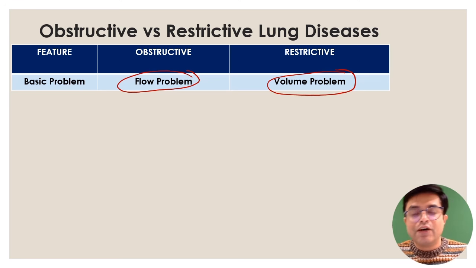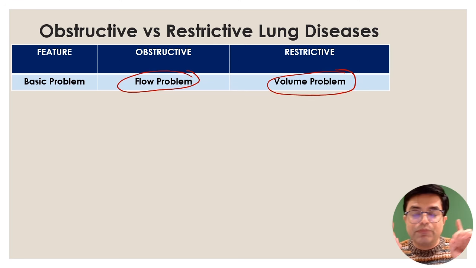What is restrictive lung disease? Typical example, interstitial pulmonary fibrosis. If fibrosis has happened, alveoli cannot expand. The airways cannot expand, lungs cannot expand, and so volume of the lung will decrease. Flow is not a problem, volume of the alveoli, volume of the lungs is a problem, and so it is considered to be a volume problem.